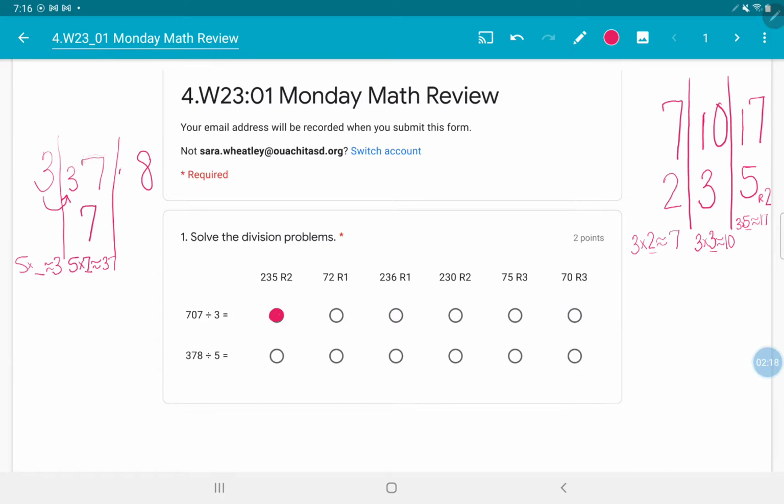So I'm going to move my 2 over to the ones. Now I'm looking for 5 times what gets me as close as I can get to 28. 5 times 5 is 25, so I would have 3 extra. My answer is going to be 75 with a remainder of 3.